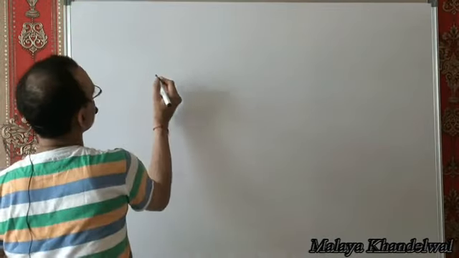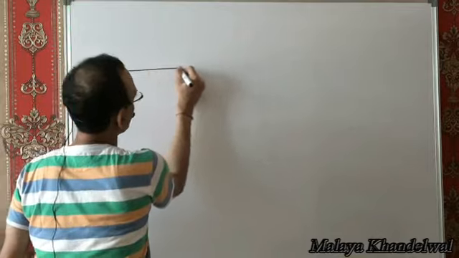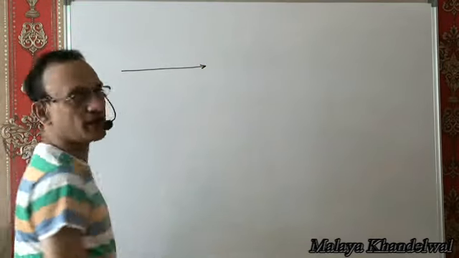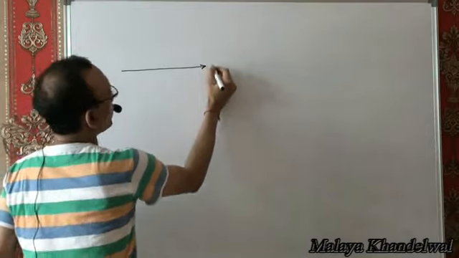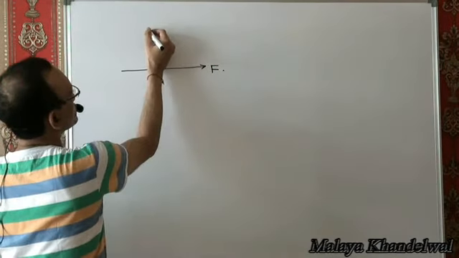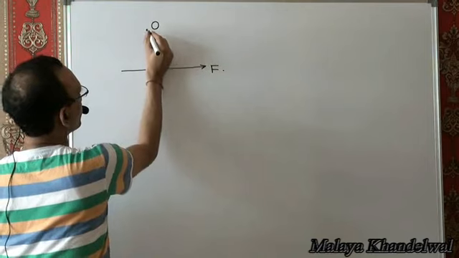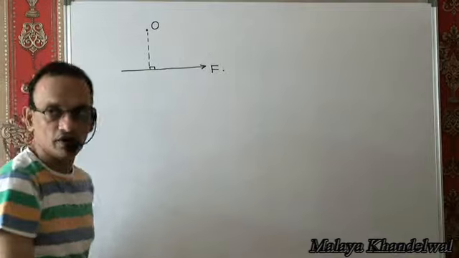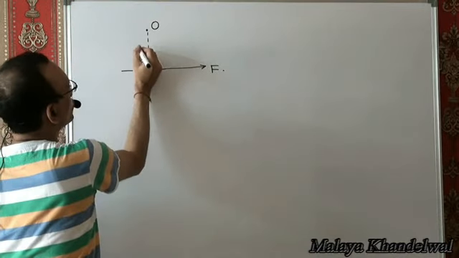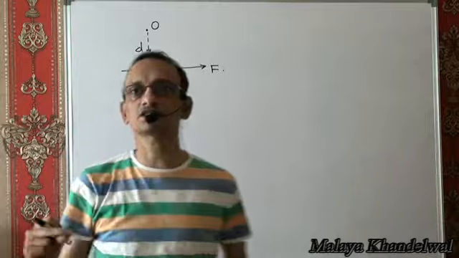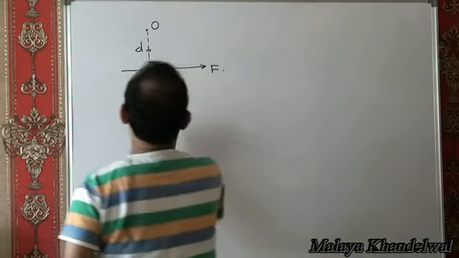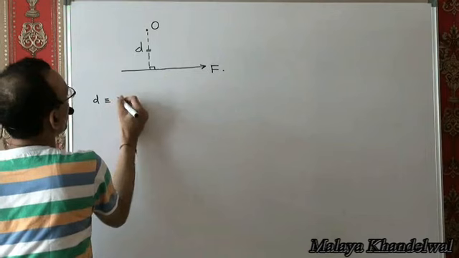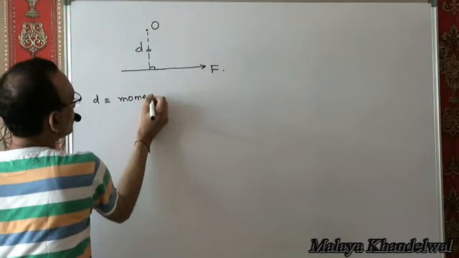The basic definition of moment of a force about a point. Which means if this is the line of action of a force, call it F, and there is a point O, then the moment of this force about O is going to be given by F into D, where D is the perpendicular distance of the line of action of the force from the point O. D is also referred to as the moment arm.